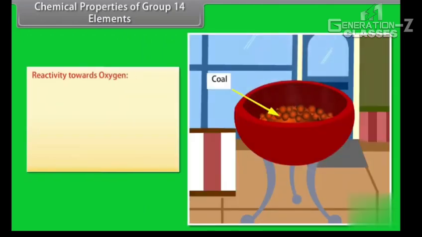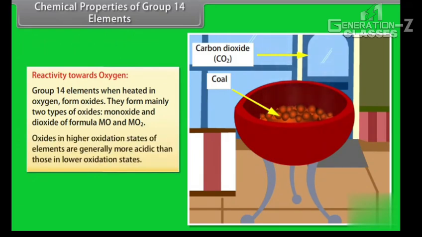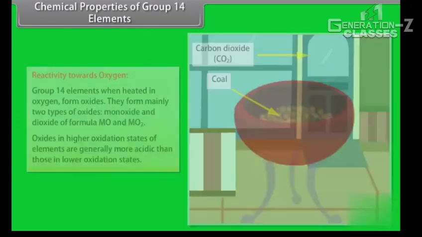Chemical properties of group 14 elements. Reactivity towards oxygen. Group 14 elements when heated in oxygen form oxides. They form mainly two types of oxides, monoxide and dioxide, of formula MO and MO2. Oxides in higher oxidation states of elements are generally more acidic than those in lower oxidation states.